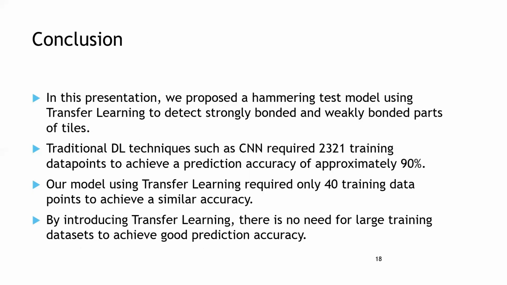Now, I'd like to mention our conclusion. We proposed the hammering test model using transfer learning to detect strongly bonded and weakly bonded parts of tiles. Traditional deep learning techniques such as CNN require 2,321 training data points to achieve a prediction accuracy of approximately 90%, whereas our model requires only 40 training data points to achieve similar accuracy. Hence, by introducing transfer learning, it is possible to use the hammering test support tool on any type of wall of an apartment.